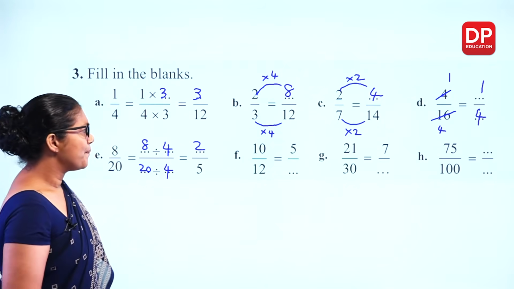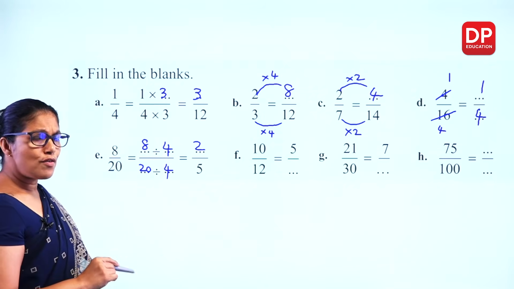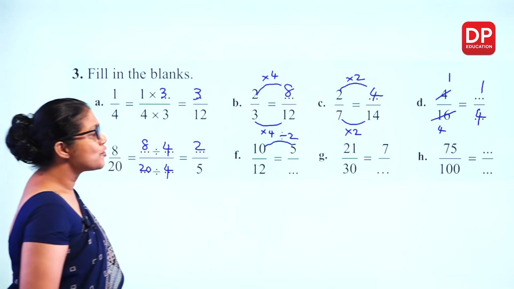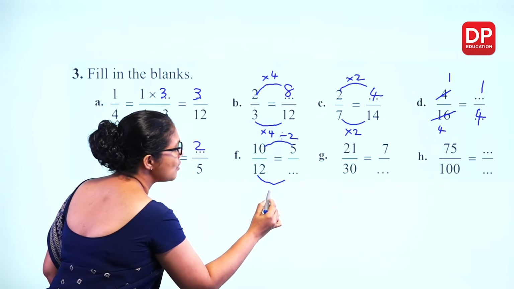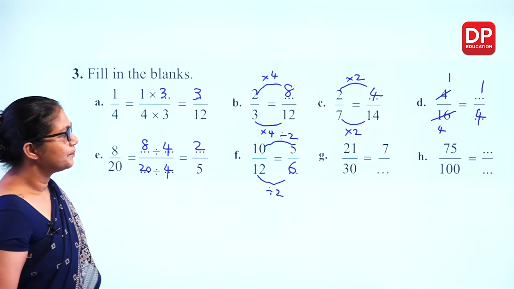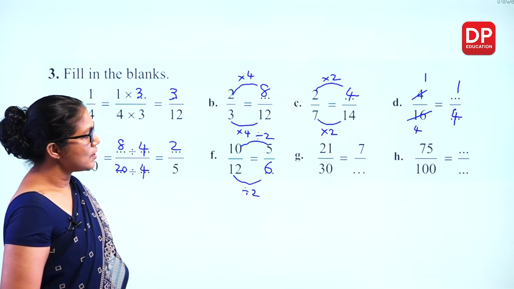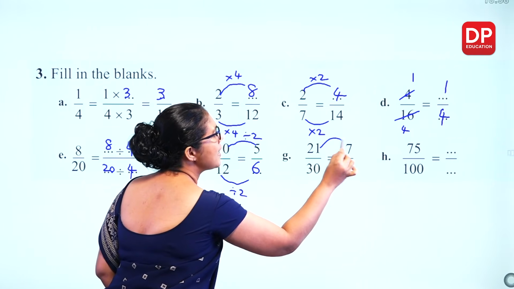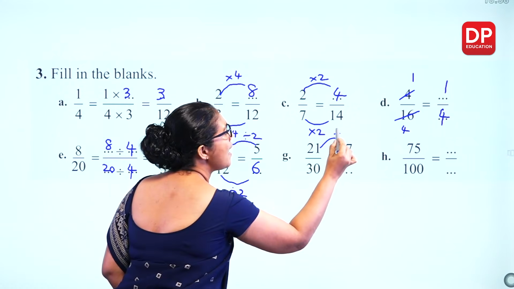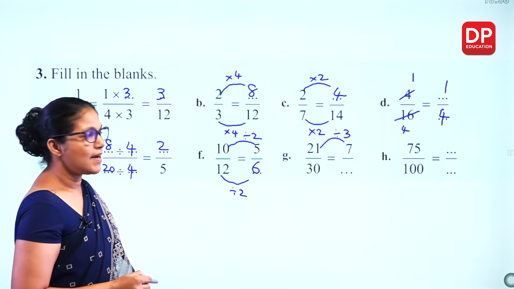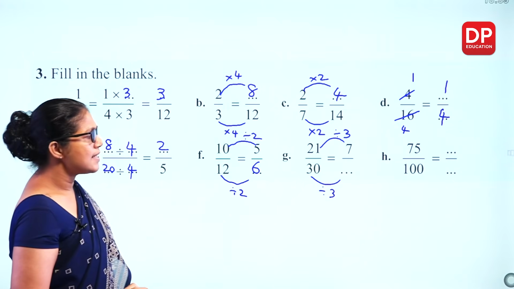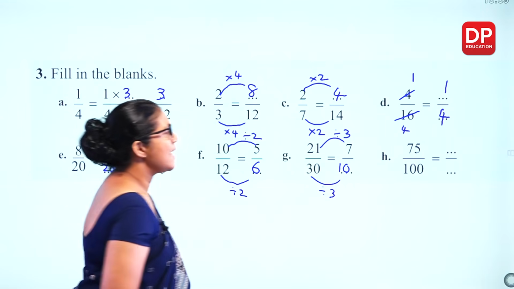What about this one? 10 and 5 are given. How do you convert 10 to 5? You divide by 2. You have to do the same thing to the denominator. 12 divided by 2 is 6. Now in the next question, what happens here? 21 becomes 7. How do you get 7 from 21? When you divide by 3, you get 7. Do the same thing to the denominator. Divide by 3. 30 divided by 3 is 10.